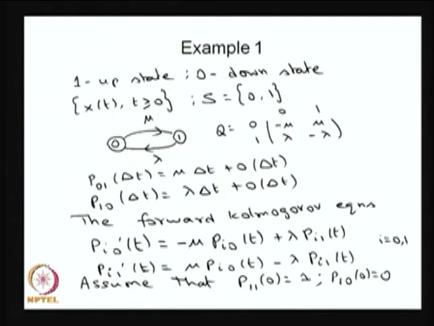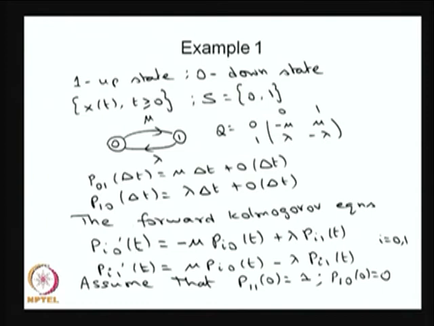You can write it easily by making a matrix: P ij of t dash is equal to P of t times Q, where Q is the infinitesimal generator matrix. Then also you will get the same thing. I am just giving the interpretation. Now, my interest is to find the time dependent or transient solution for this two state CTMC.